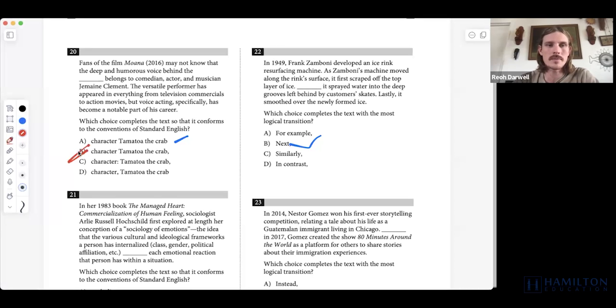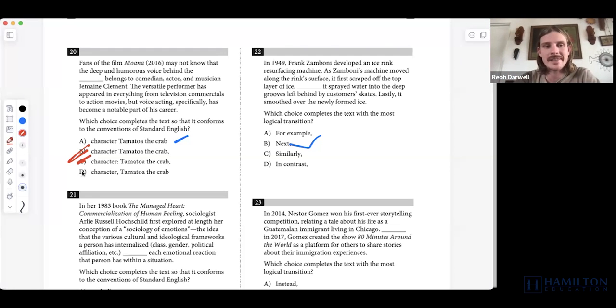Here we have a random comma splice, right? We don't have anything that requires any sort of separation here. C, we have an arbitrary colon, right? Colons introduce elaborations, colons introduce lists in particular instances. Here, what is it doing?